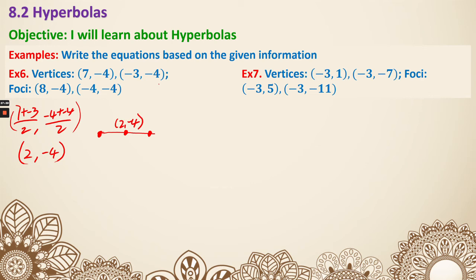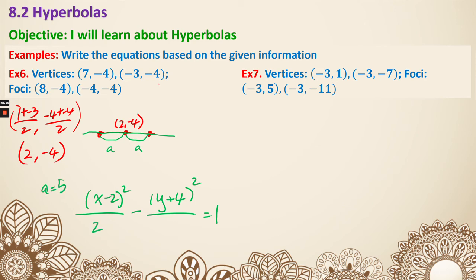And then I can use my foci. My foci is going to be on the same axis as my vertices. You can clearly see my transverse line is actually horizontal. So I can at least write part of the equation already, x minus 2 squared over something, and y plus 4 squared over something equals 1. As for that something, we can at least find out a first. My center is a away from my vertices. That is 7, -4, so clearly it's 5 away, so my a is 5. That is going to be a 25 under x minus 2 squared.